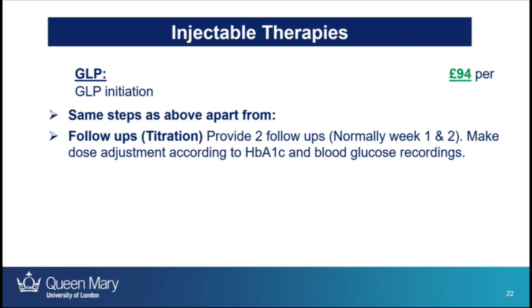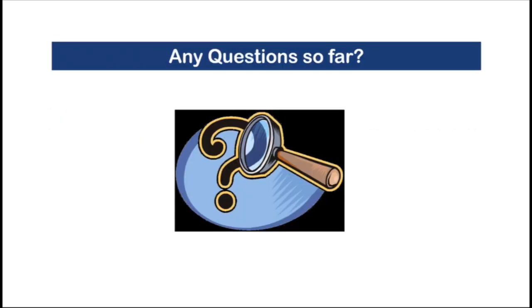Moving on to your GLP. So it's the same as above, apart from the follow-up section is slightly different. And that is, you have to provide 2 follow-ups, normally at the first week and then the second week. And then making dose adjustments once they've had their HbA1c and blood glucose done. And this is worth £94 per GLP initiation. Does anyone have any questions?